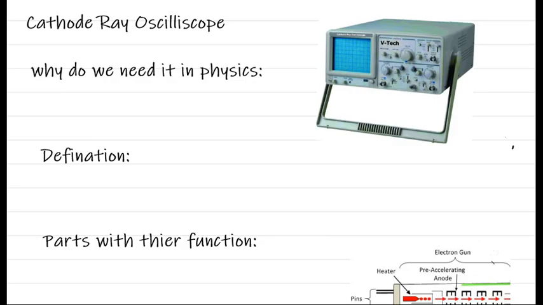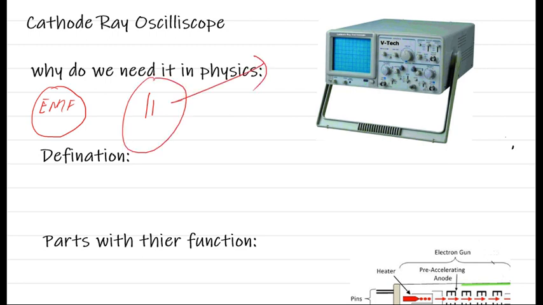Dear students, first I will explain why we need the CRO in physics. The first, very common thing we use is the EMF. You know about the EMF, the total voltage, the total electric potential energy of any electric source. If you have a cell and we need to find out how much voltage it has, we can get it with the help of CRO. If we have a battery, then also we can find the voltage of that battery with the help of CRO. If you have a power supply, whether it is a DC power supply or an AC power supply, we can also find the voltage of both of them.